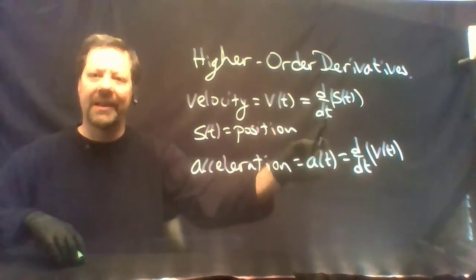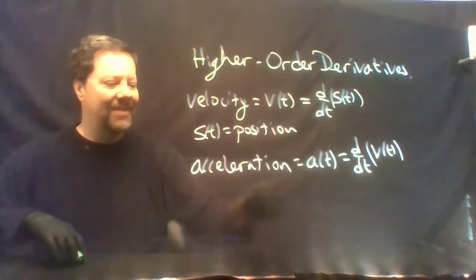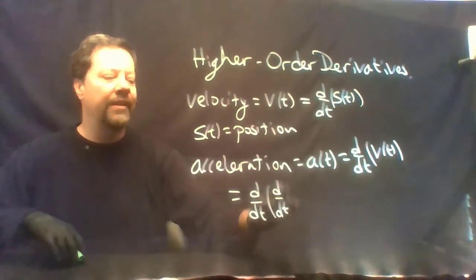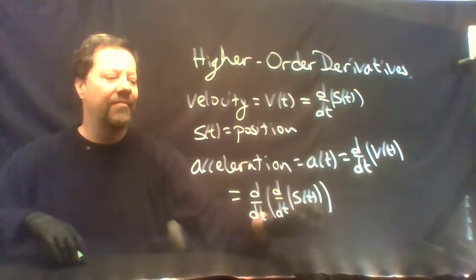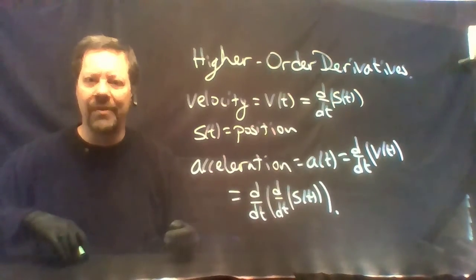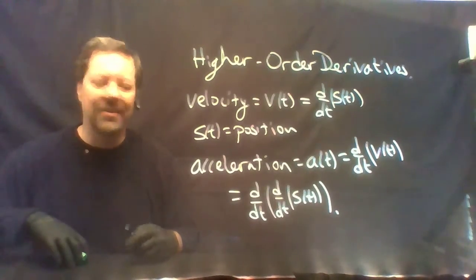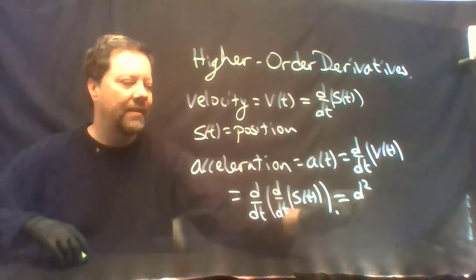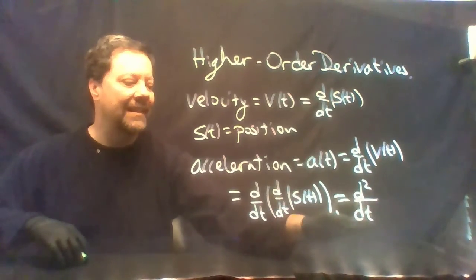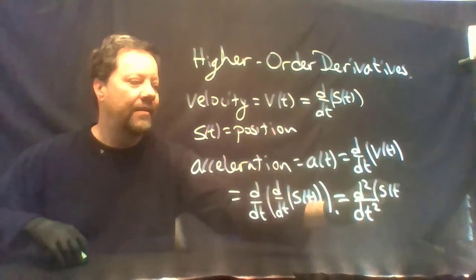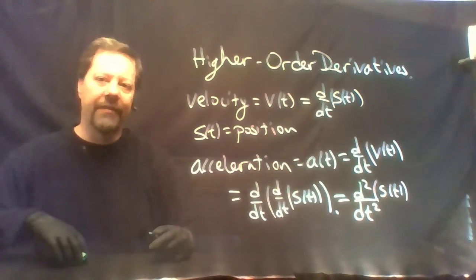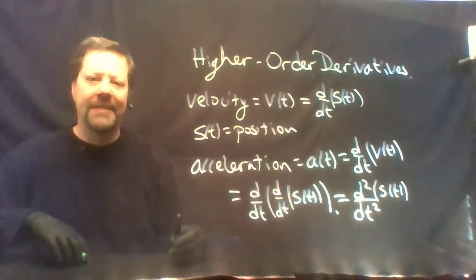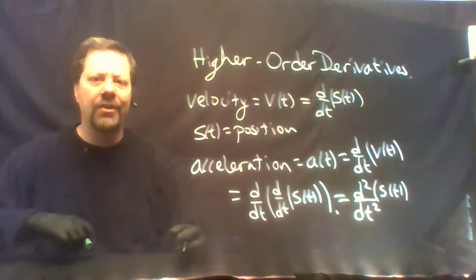Well, velocity is already a derivative of position. So how do we write the derivative of the derivative of position? We call that the second order derivative. There has to be a more compact notation. And the way that we're going to express this is with d squared over dt squared of s of t, two applications of the derivative operator d dt. This is in the Leibnizian notation. The Newtonian notation works a little differently.